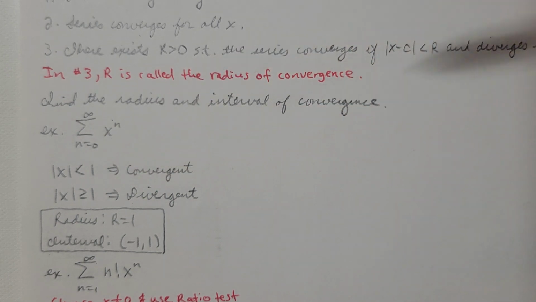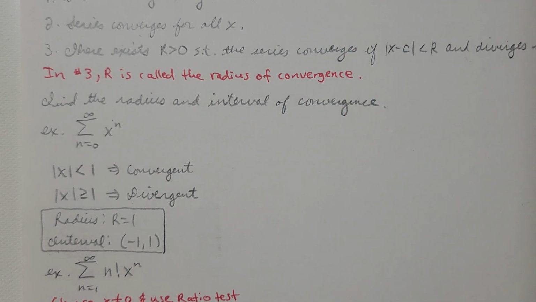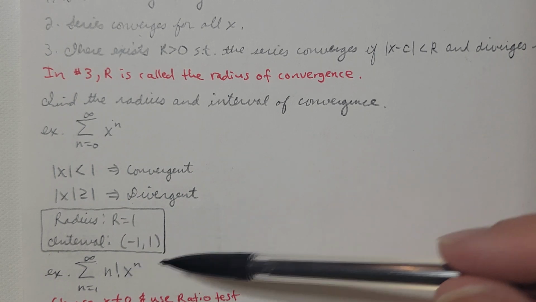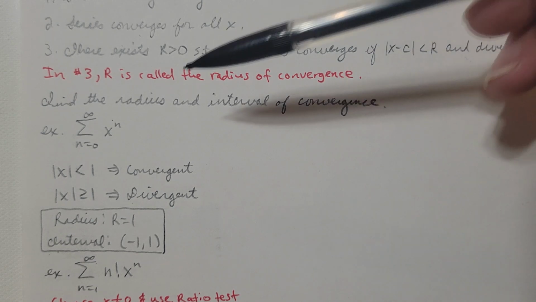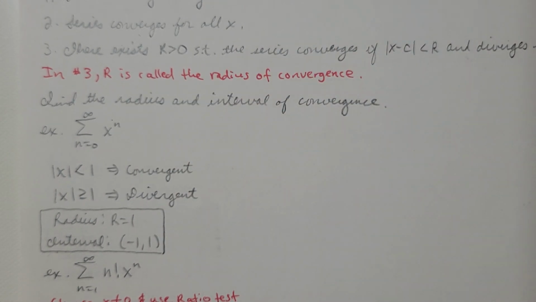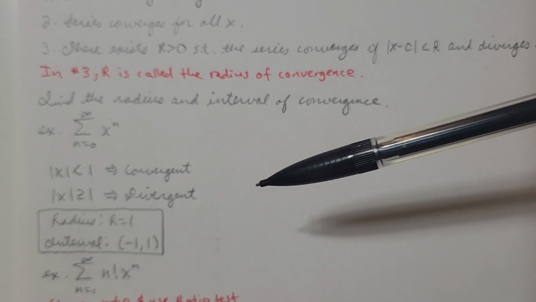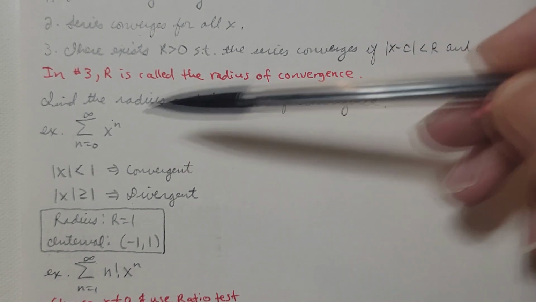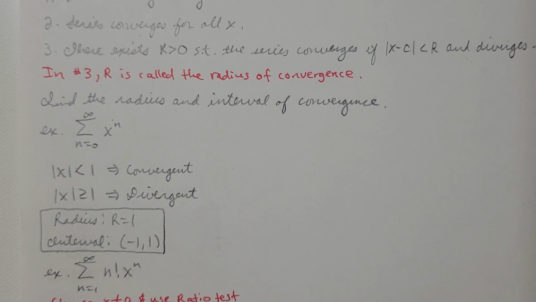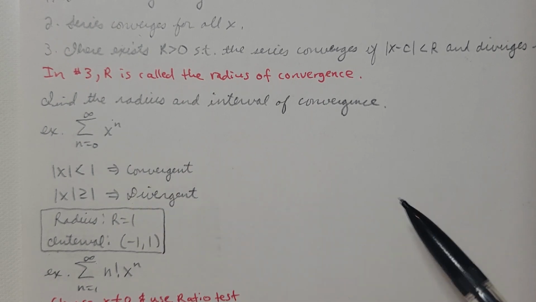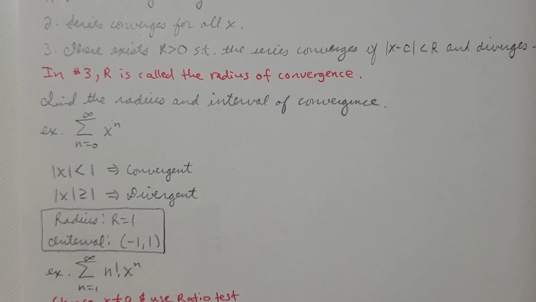So if the absolute value of x is less than 1, that by definition means that x is between negative 1 and 1. So the interval of convergence is that any number between negative 1 and 1 is going to make this series convergent. Any number that is 1 or bigger, or negative 1 or less, is going to make this series diverge. The radius is always going to be half of the interval, so here I've got a radius of 1.